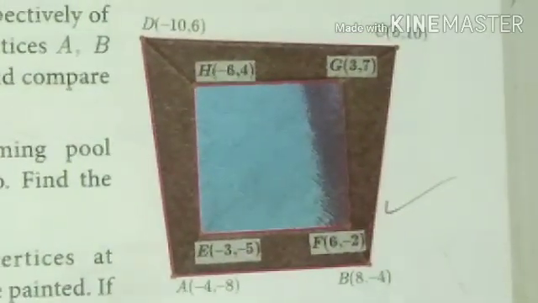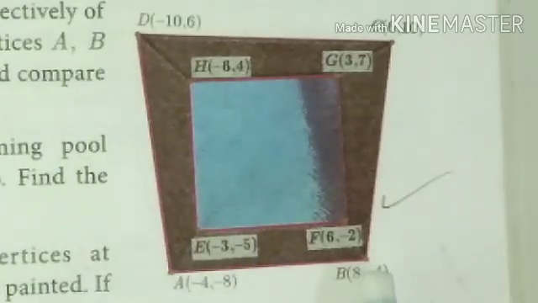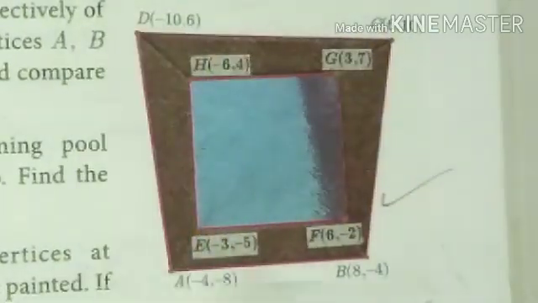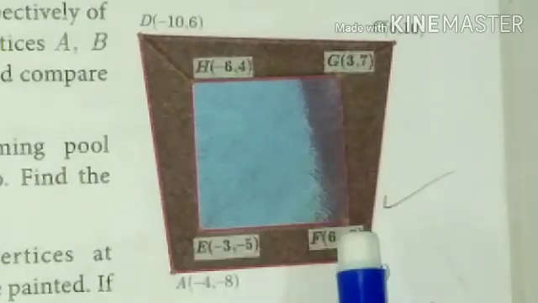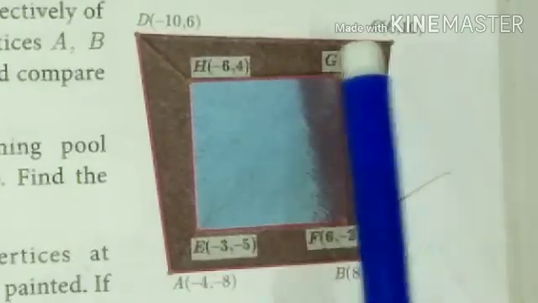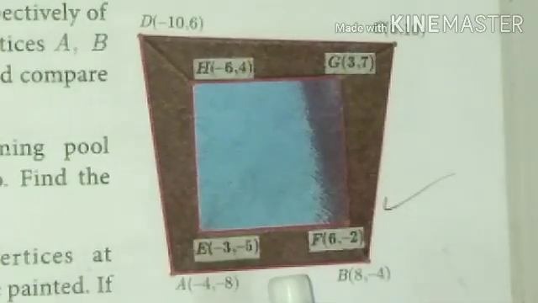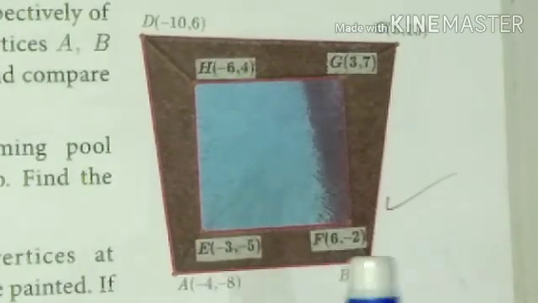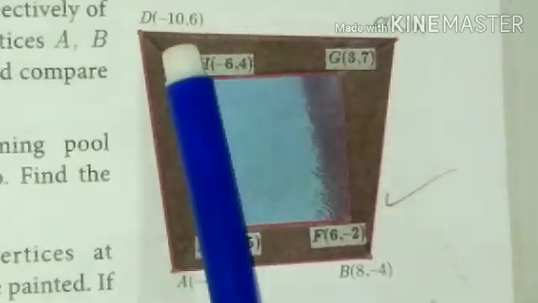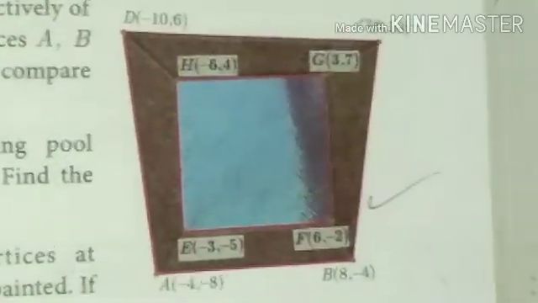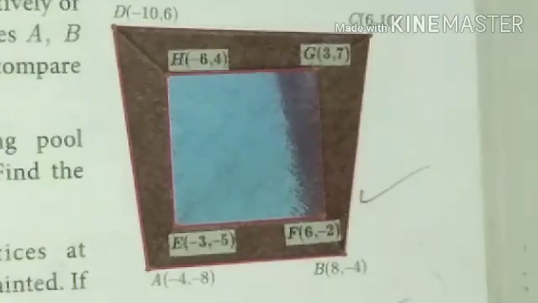In the solution, first you have to find the area of quadrilateral ABCD. Then next you have to find the area of quadrilateral EFGH. Finally, you have to subtract the two, and we get the answer for the area of the patio. Let us do the solution.